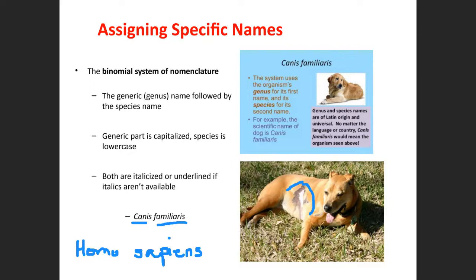The rules of the binomial nomenclature system is that you can abbreviate the genus by simply putting the first letter capitalized with a period after that, and then sapiens or the species name afterwards. So Homo sapiens is the same thing as H. sapiens, right? How many people have heard of E. coli?